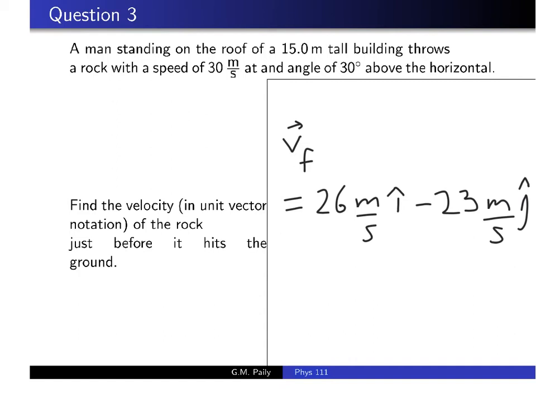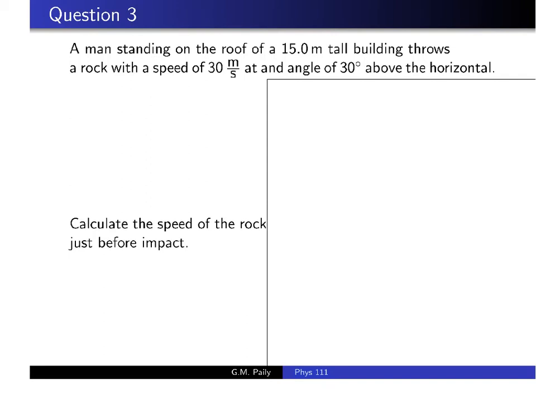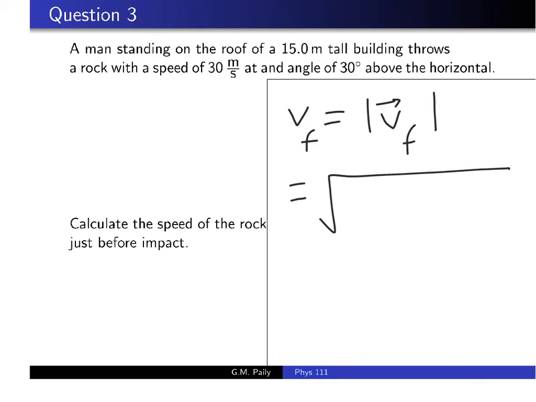We are now asked for the speed of the rock just before impact. Having found the velocity, we know that the speed is simply the magnitude of the velocity. And so we simply use the Pythagorean theorem. Notice how the minus sign disappeared upon squaring. And finally, we get a final speed of 34.7 meters per second.